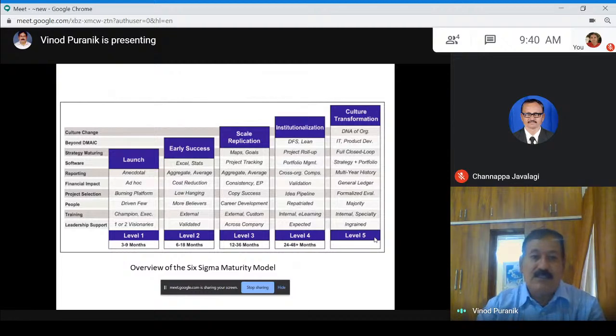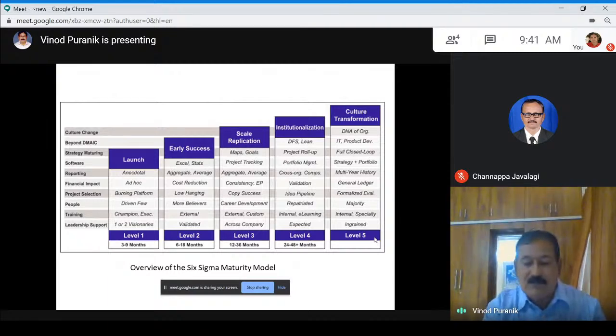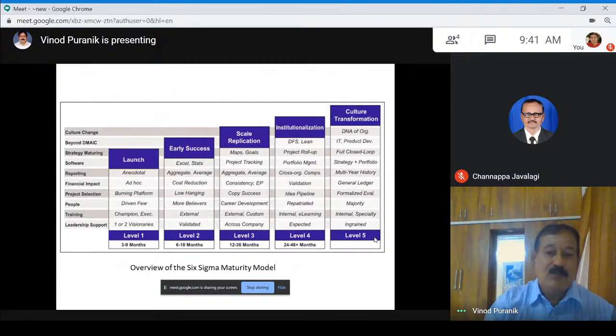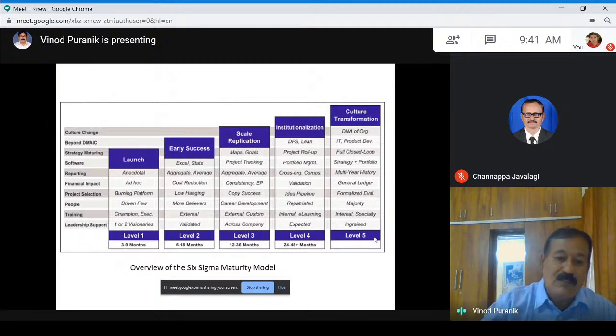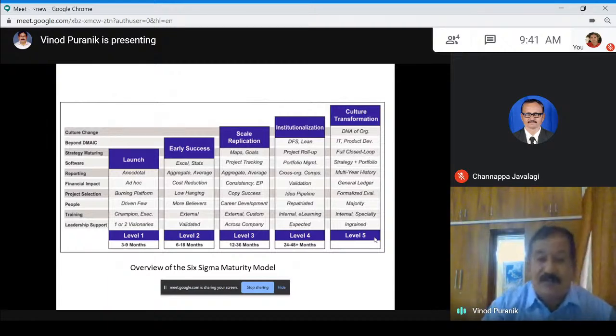So this is how we will launch. Then early success, which we can call level 2. I have taken some references for this. Level 1 takes 3 to 9 months. Then level 2 takes 6 to 18 months. This is the way we get the maturity of the things. Then scale, replication, goals, project tracking, success, copy success, career development. A lot of things are there.